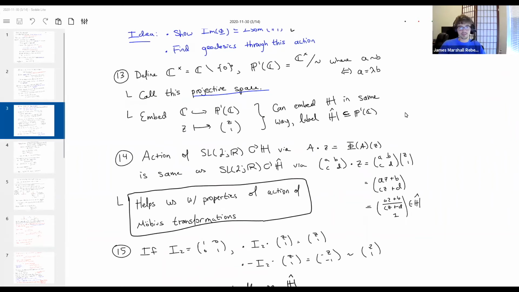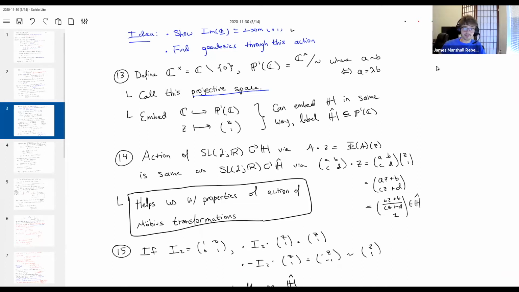So the nice thing about this action is it's an action of matrices on vectors rather than looking at an action of functions on points. And if you want to see maybe this equivalence, it's given in this short calculation here. So looking at it this way helps us with properties of the action of Mobius transformations.